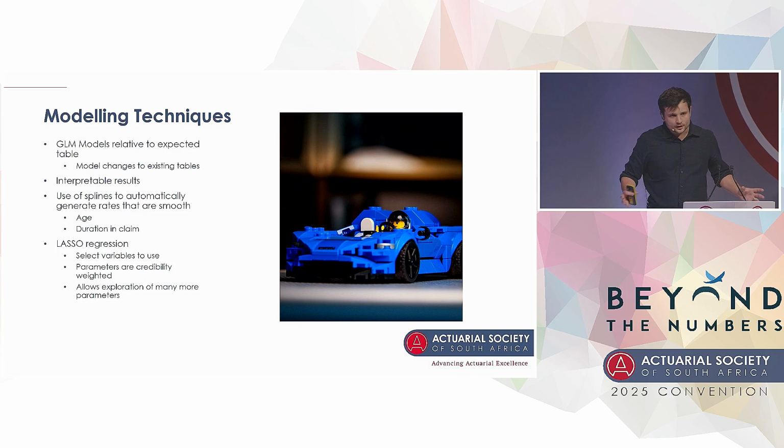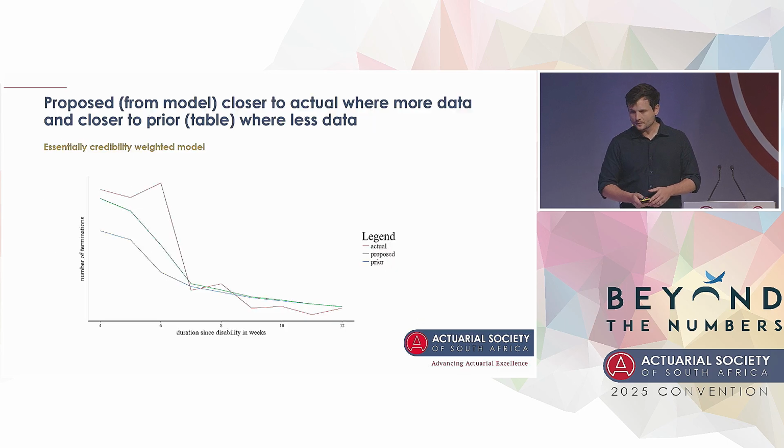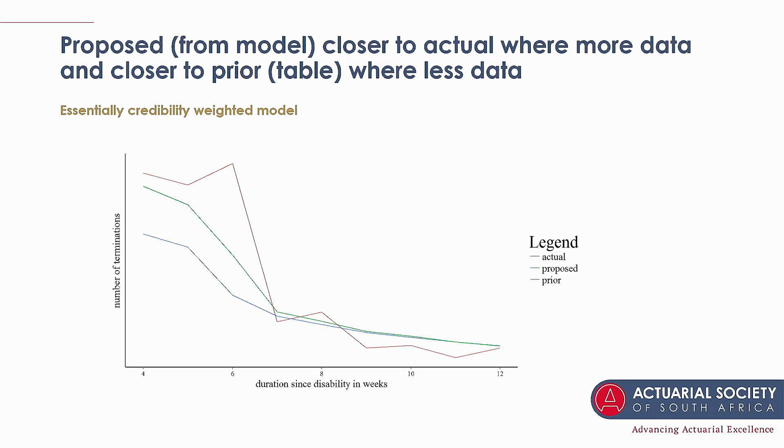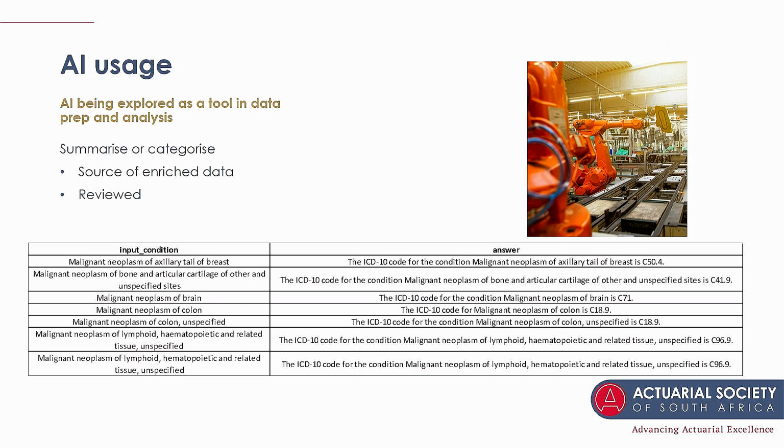So you can quickly throw in a lot of parameters, do a lot of complex interactions, and the model will help you to sift through that quite quickly so that you can get to results and actually know what really is pushing your experience. This is a quick example, I might go very quickly over this slide actually, of just how this kind of modeling works. You have a prior, which is in blue, and those are the number of terminations over duration since disability. Then you have your actual, which is red, and then your green is your proposed data, and you can see where there's more data, the green follows the actual a bit better, and then with time smoothly it converges into the prior.